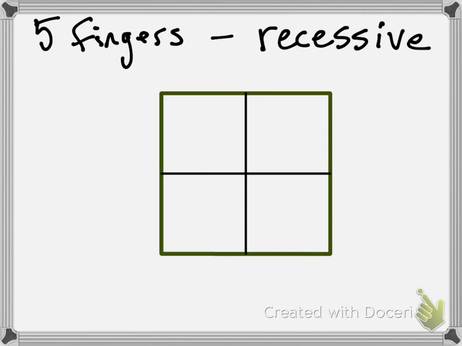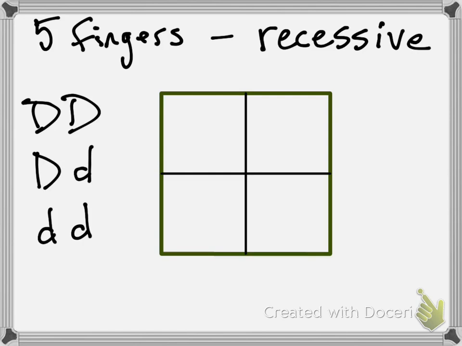Exactly. If your parents have 5 fingers, the only way you can be recessive is to have both of the recessive types. When something is recessive, does it look like this? Does it look like this? Or does it look like this? Which one? 1, 2, or 3? Clover? 3, right? Looks like this one.